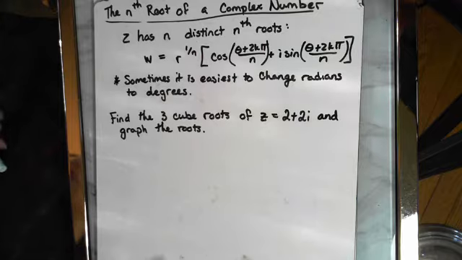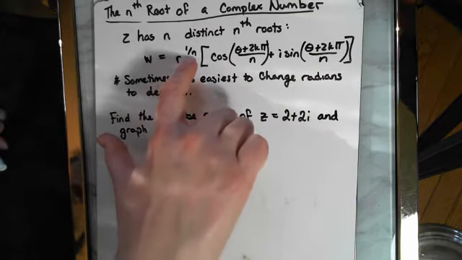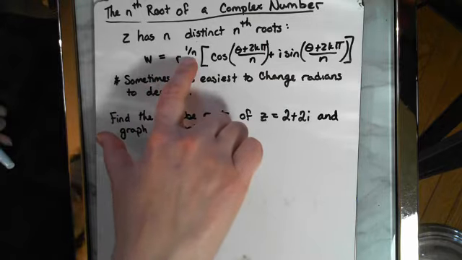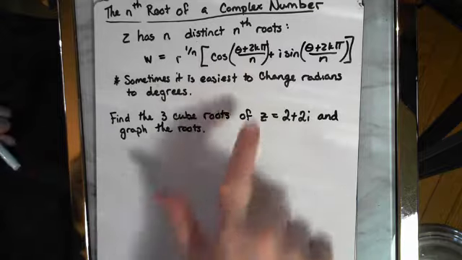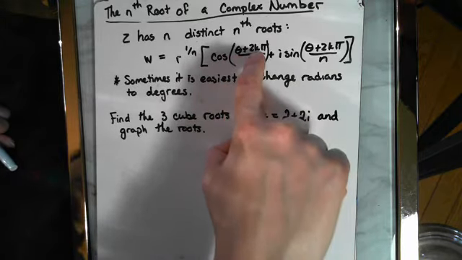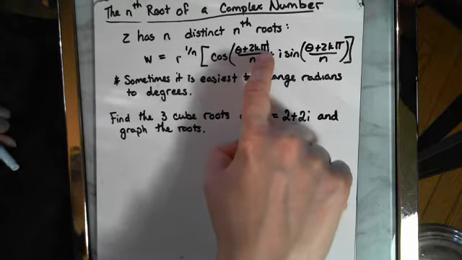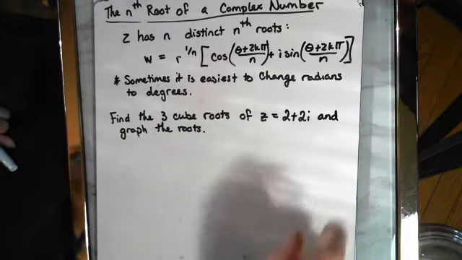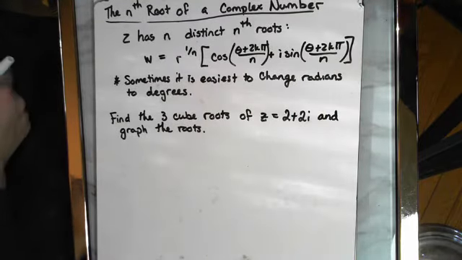Okay? Now, for the formula, you take your modulus, your r value, and you do that root of it, and that's what this is. This is 1 over n. That's the root written as a fraction. And then it's the cosine of the argument plus a full circle over n. You'll notice the 2k pi looks familiar from chapter 7. Plus I sine, and then the argument plus 2k pi over n.